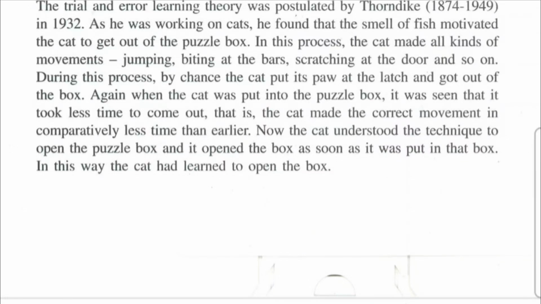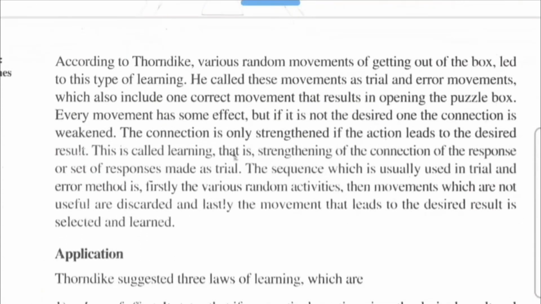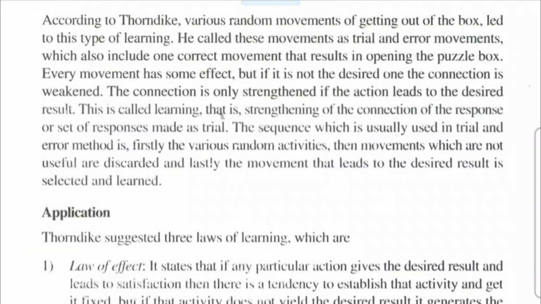According to Thorndike, the various random movements made by the cat to get out of the box led to this type of learning. He called these movements trial and error movements, which include one correct movement that results in opening the puzzle box. Every movement has some effect, but if it is not the desired one, the connection is weakened. The connection is only strengthened if the action leads to the desired result.